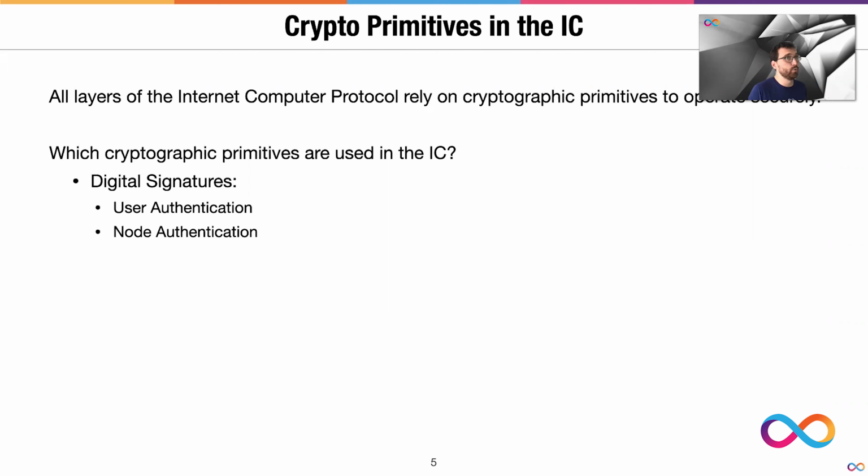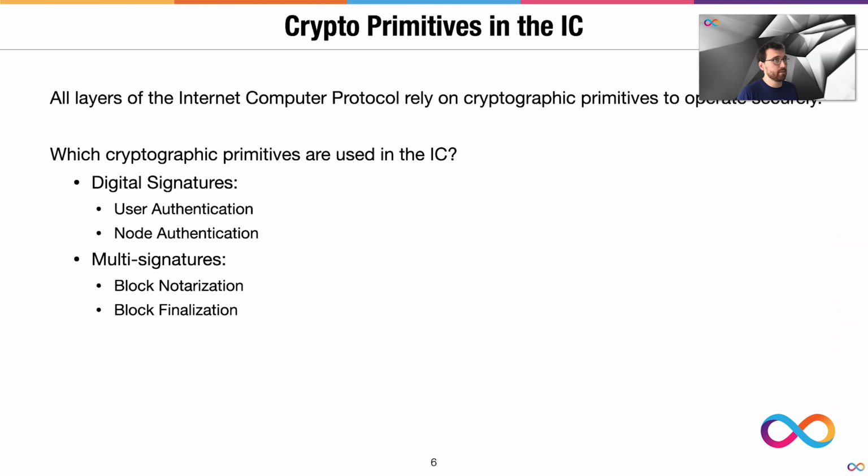Similarly to what the user has to do to authenticate themselves using a digital signature, nodes also need to authenticate themselves using a digital signature scheme. For example, in the consensus protocol, if I'm a block proposer, I can propose a new block to my peers in the subnet by applying a signature to this block. If I then distribute this block together with the signature, all the other nodes in the network will know that this block actually comes from me.